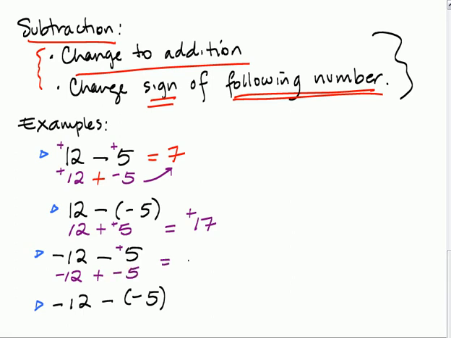And in the last example, oh boy, lots of negativity going on here. Negative 12 plus a positive 5, and we would get a negative 7. Okay, let's take a look at a few more examples.